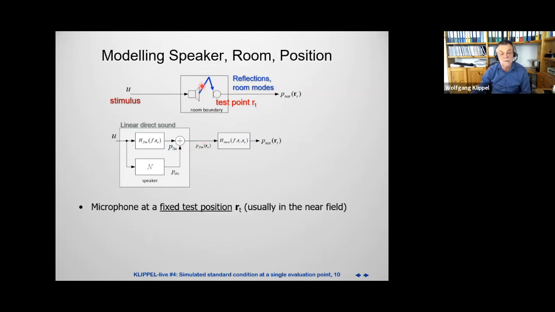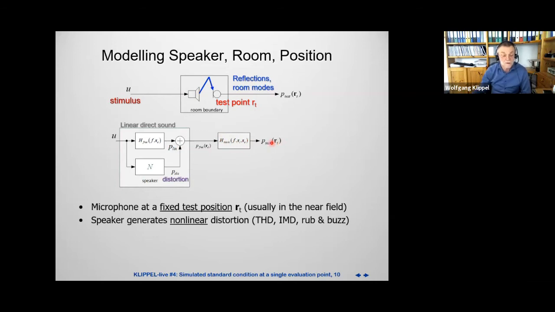But unfortunately, we have here our room influence. So we have an undesired second linear system, which generates the near field sound pressure signal here at the test point.